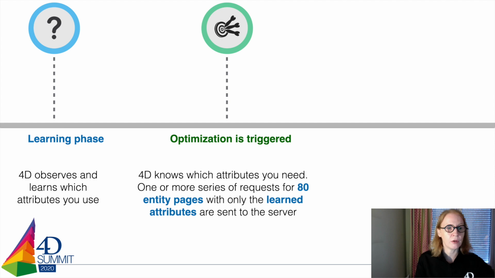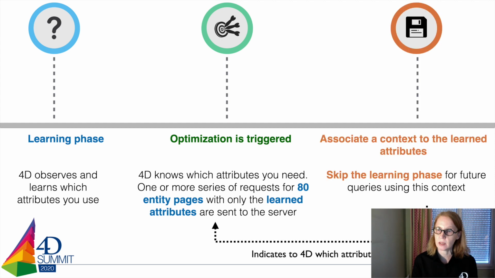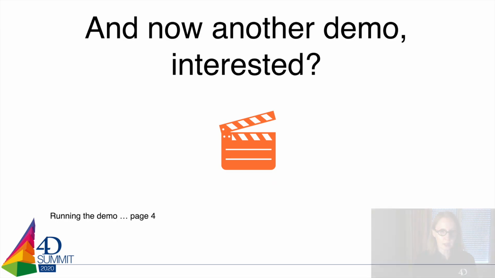We still have the learning phase and the optimization phase, but if you use context, you can skip this learning phase for future queries, and you can indicate to 4D which attributes you need. And for this, I propose running a demo. So let's go on the next part of the demo about context.